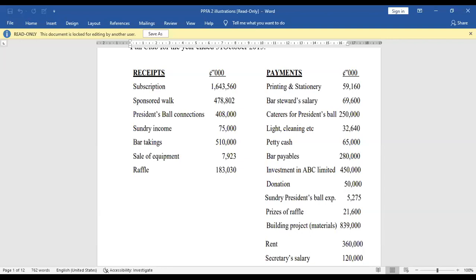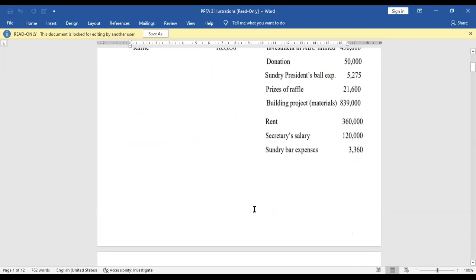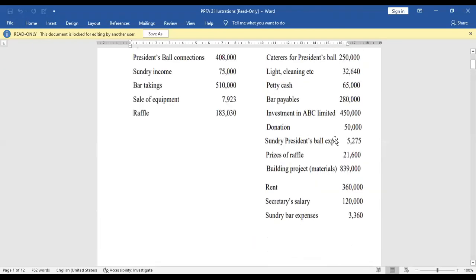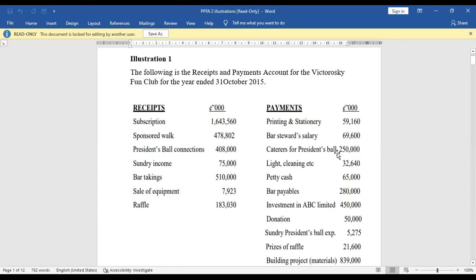So now, we have sundry expenses, 5,275. Let's go back to the, okay, let's finish. Then we also have hiring of hall for President's Ball, 20,000. Now, one might ask, in what we just finished calculating, the cost of meals is 432,000. Meanwhile, in the receipt and payment account, we've seen that caterer for President's Ball was just 250.